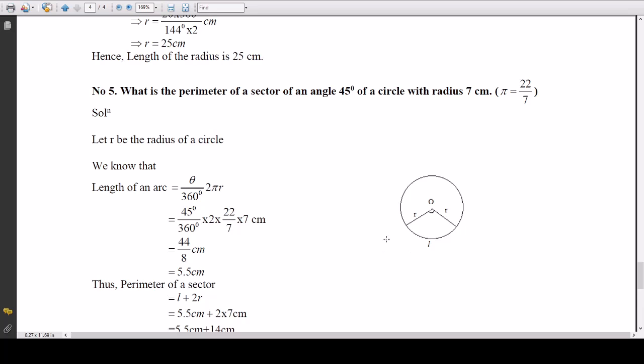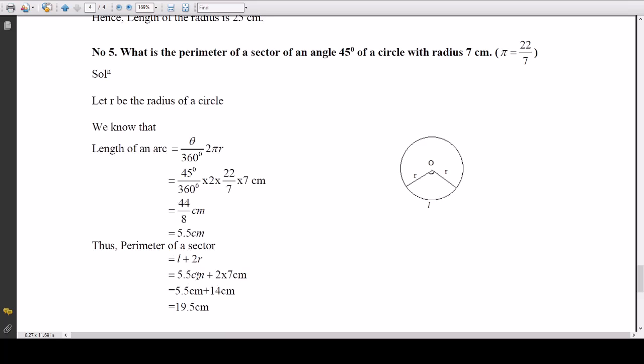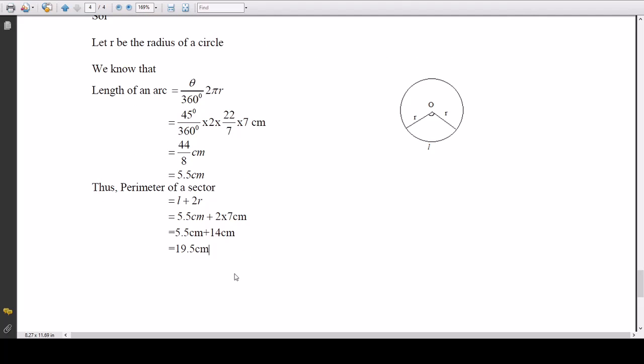Then length of the arc plus radius, that means L plus twice r. L is 5.5, twice r means twice multiplied by 7, 14. 14 plus 5.5 is 19.5, which is the perimeter of the sector of the circle. Clear? Now for today's class we'll end here and we'll continue again in our next class.